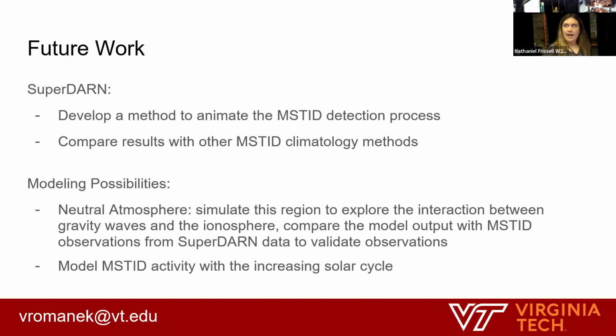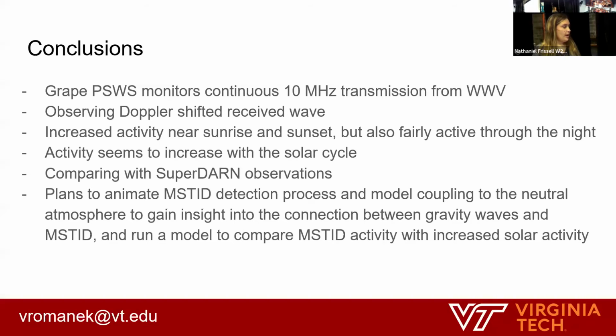And then, as we know, we're practically at solar maximum, so I would like to examine the data that I'm finding with both the Grape and SuperDARN, compare that with the solar cycle, and see if there's any interesting correlations. So, a brief outline, just to review what I've gone over.